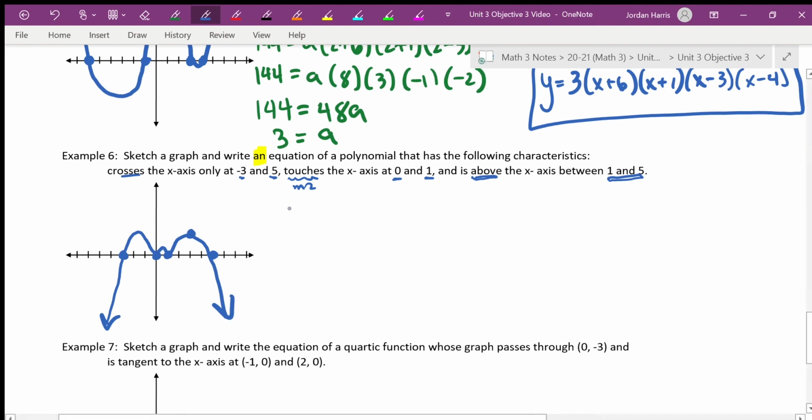Okay. So y equals a times (x plus 3) times (x minus 5). Those are my two crosses. Now I have to do my two touches: (x minus 0) squared, (x minus 1) squared. There we go.